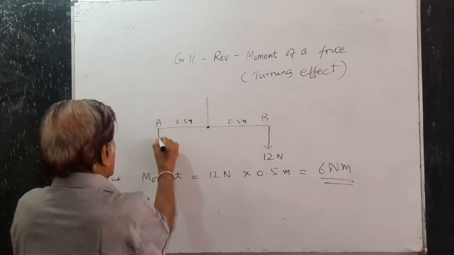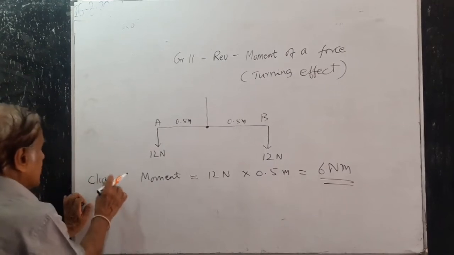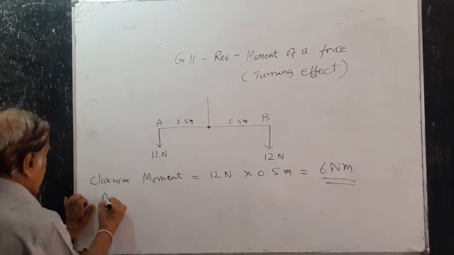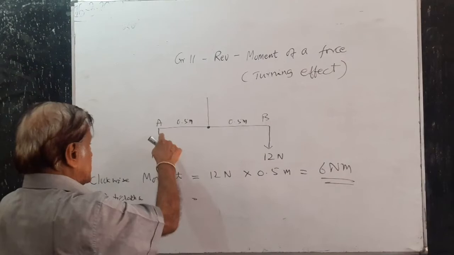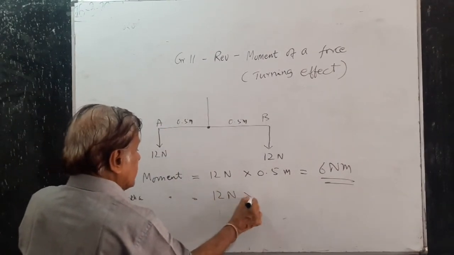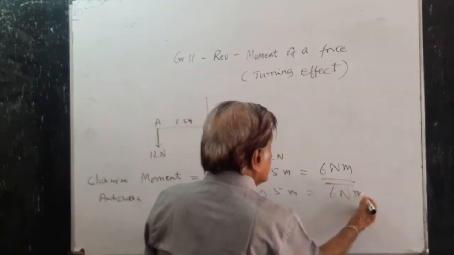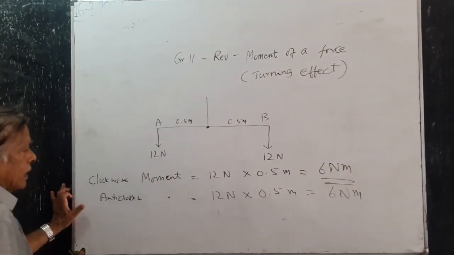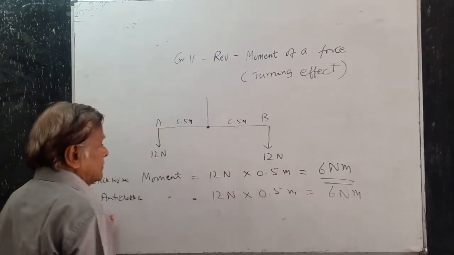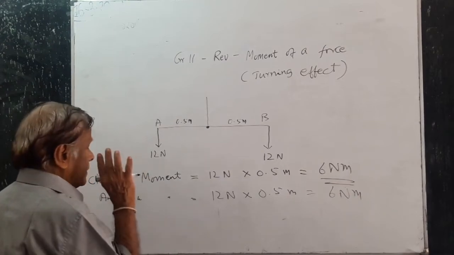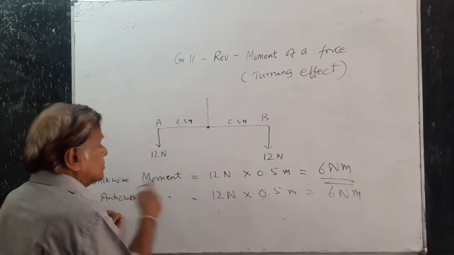Now say you apply the same force here at A. It is actually an anti-clockwise moment. Anti-clockwise moment is equal to 12 newtons into the same distance, same moment. And here, the clockwise moment is equal to the anti-clockwise moment. Therefore, this is in equilibrium. An object will be in equilibrium if the clockwise moment is equal to the anti-clockwise moment.